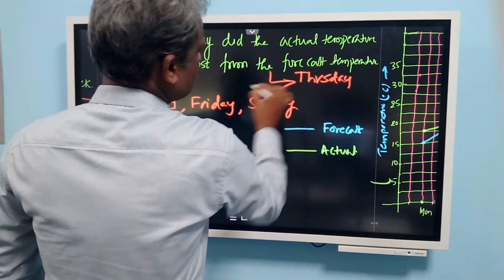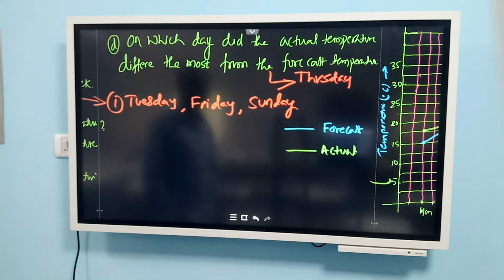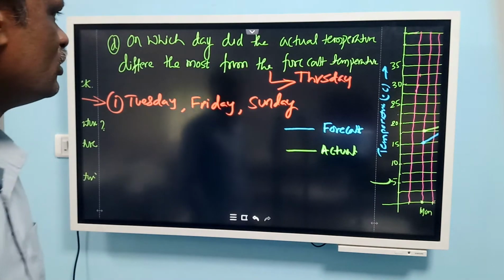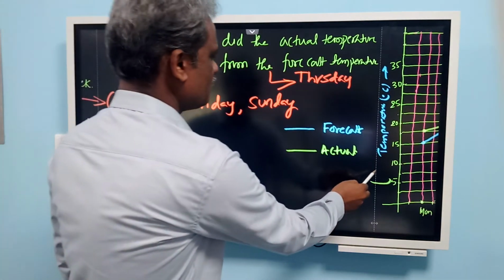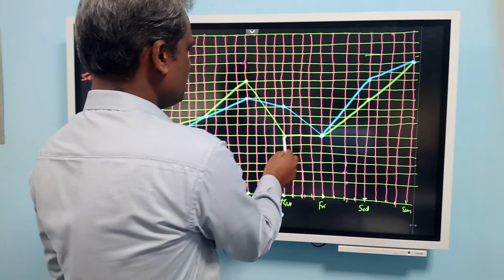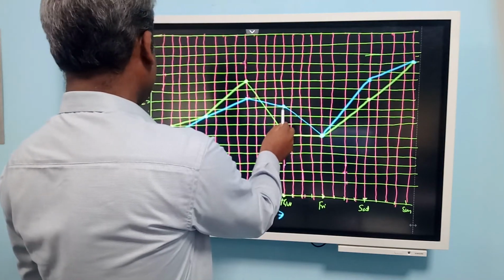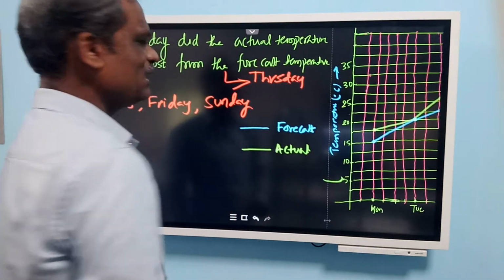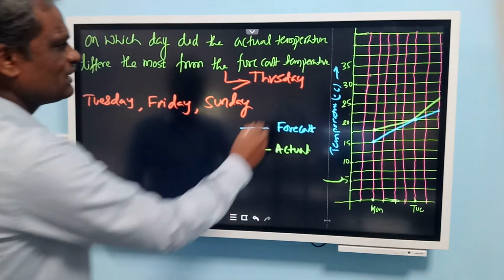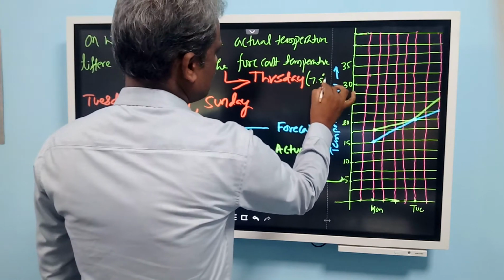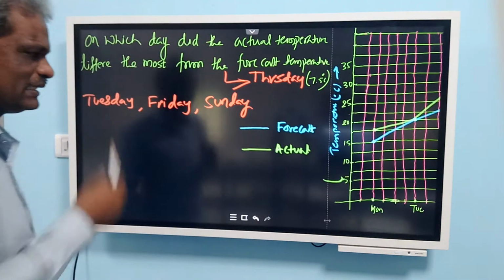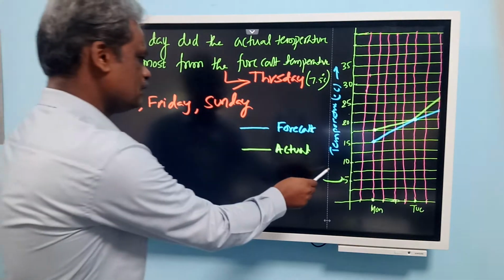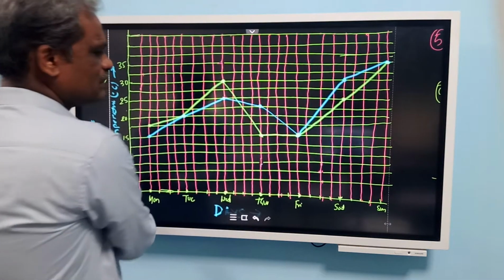So the answer to this question: on which day did the actual temperature differ the most from the forecast temperature? What is the difference you can see here? See here 15 degrees, here it is 22.5. 22.5 minus 15 is 7.5 degrees Celsius. A difference of 7.5 degrees Celsius. So that much difference you can see in this. So this is the answer to all the 4 questions.